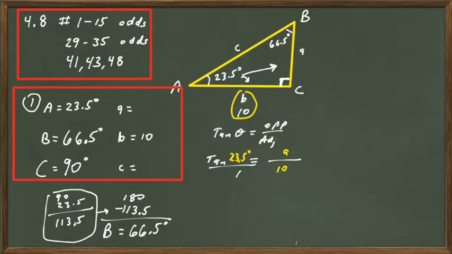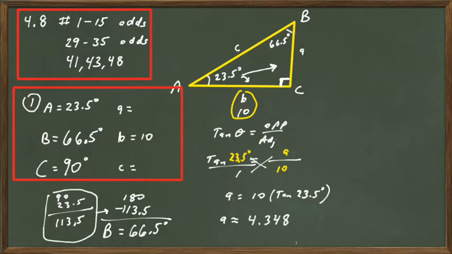If I cross multiply, which you can do when fractions are equal to each other, 1 times A equals A, and this would be 10 times the tangent of 23.5 degrees. Punching this into your calculator, it gives me about 4.348.